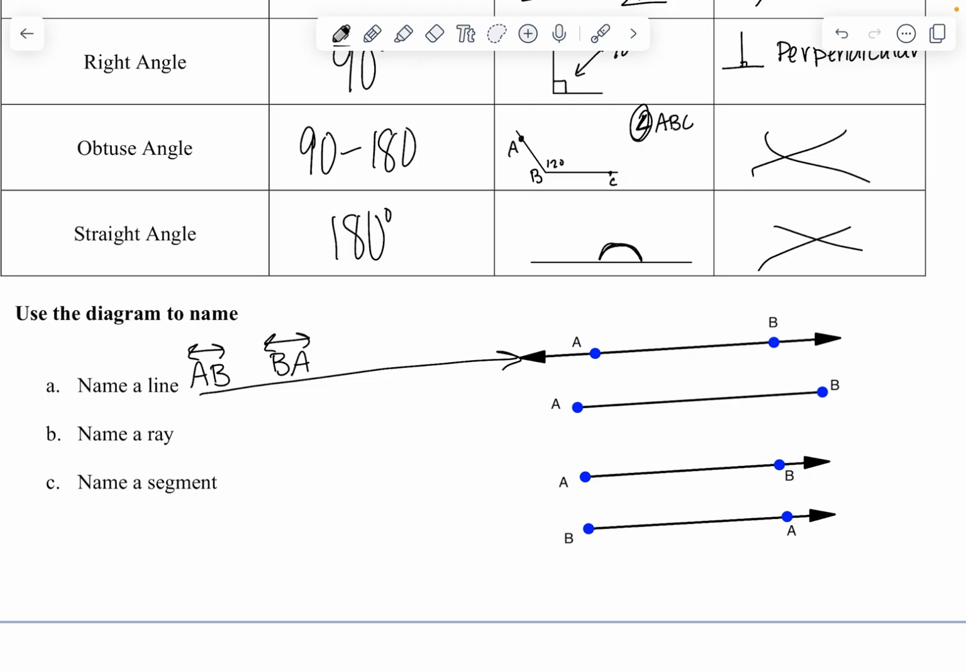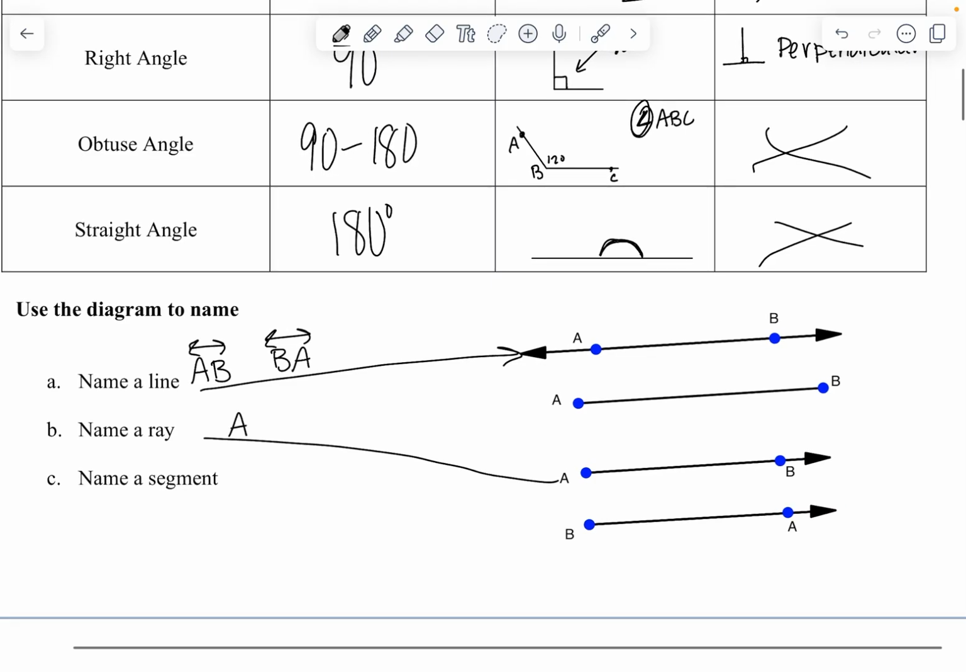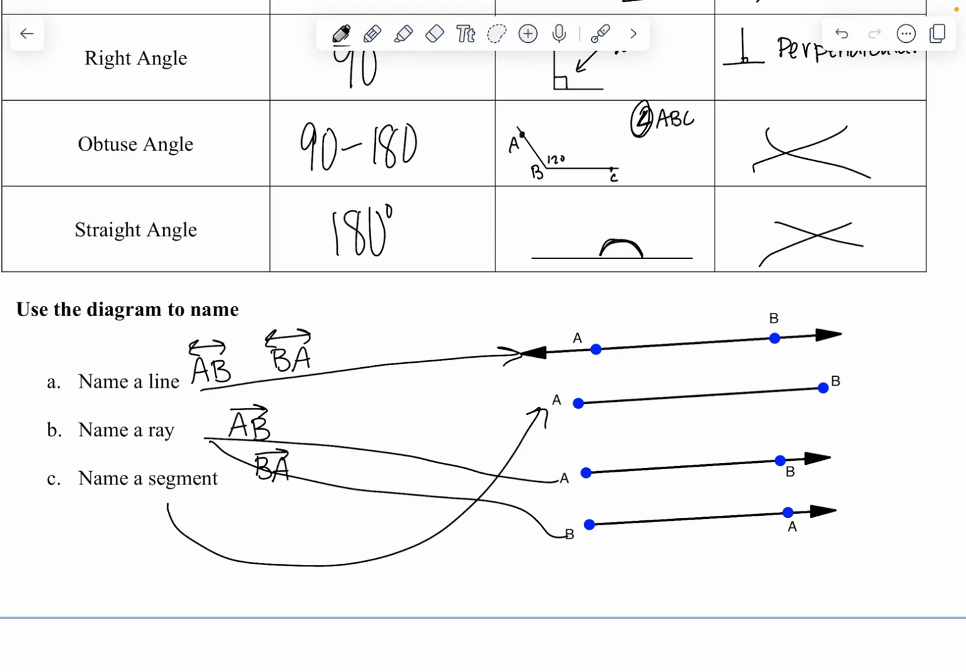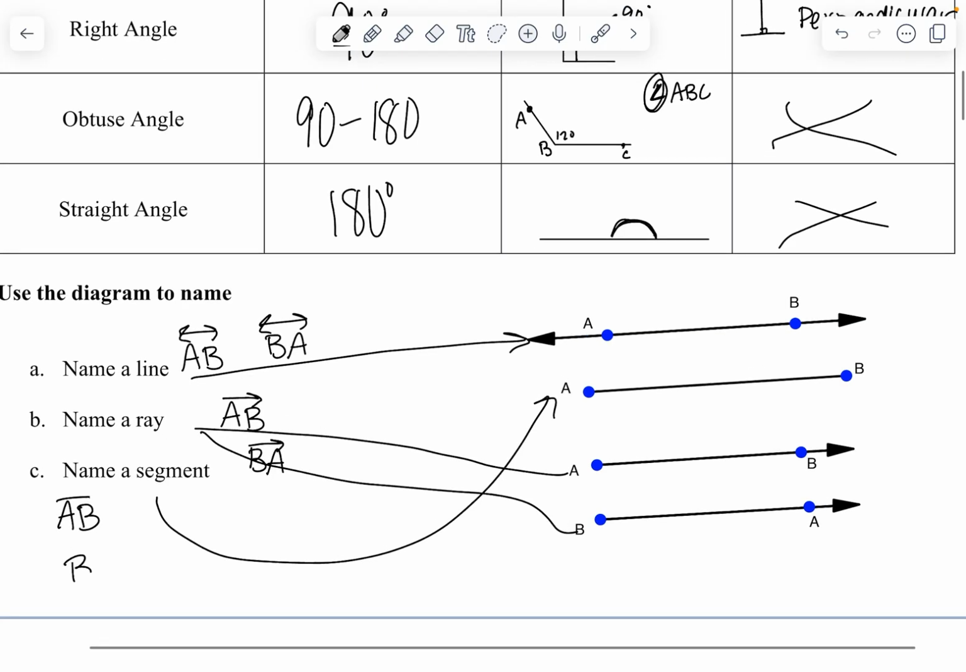A ray is the one that goes off only in one direction, and this one would have to be named AB, and the arrow is going to go over B because that's where it goes through. Okay, there is this other ray as well. This one would be named BA with the arrow going over A that time. And then the segment is that middle one. This could be named AB with a segment over the top, or BA, again with a segment over the top.